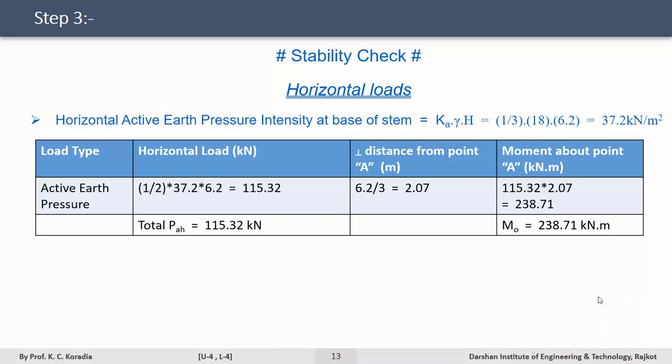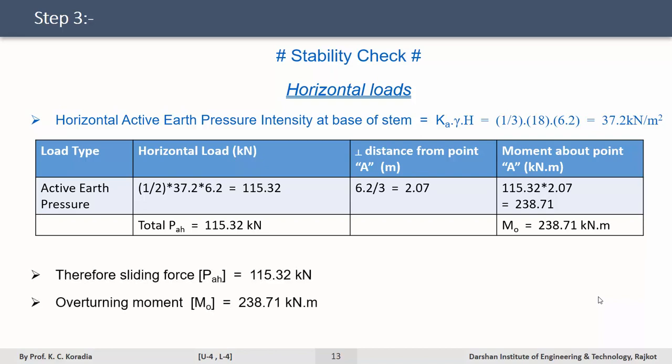Here the horizontal load will be equal to the area of a triangle, which comes out to be 115.32 kilonewton. Its distance from point A is 1/3 of its overall height, which is 2.07 meter. Force into perpendicular distance gives the moment about point A, which comes out to be 238.71 kilonewton meter. Therefore, the sliding force PAH is 115.32 kilonewton and overturning moment MO is 238.71 kilonewton meter.